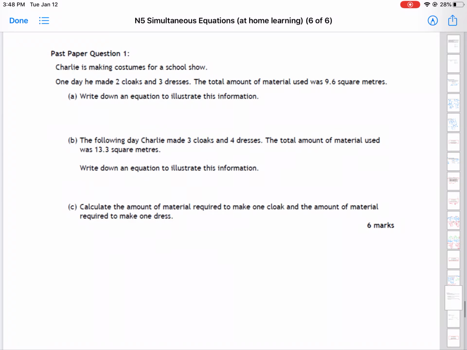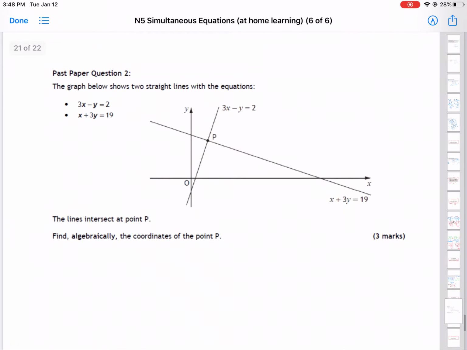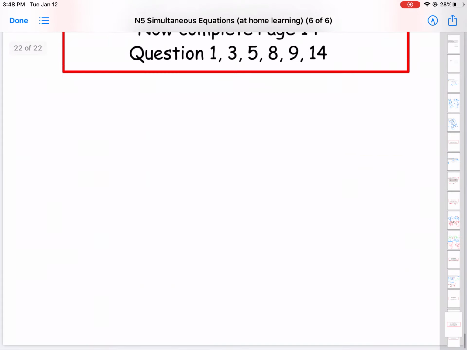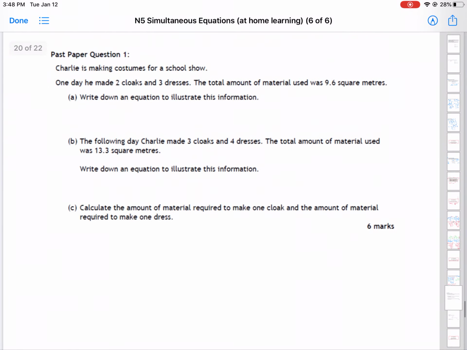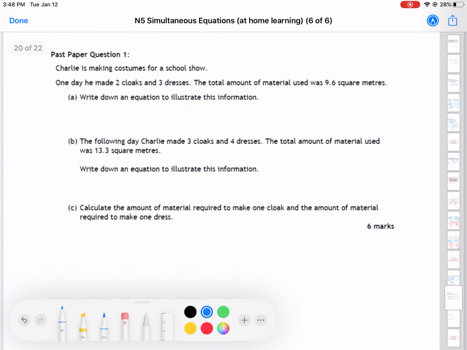Lastly, we have got past paper questions. There's 1 and 2 here, just to finish off the notes, and then information on where to find them. Okay, so I'll do these ones relatively quickly, just to finish us off.